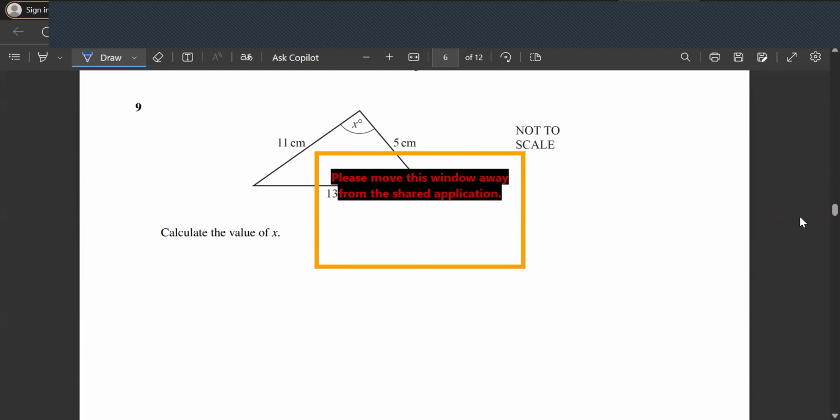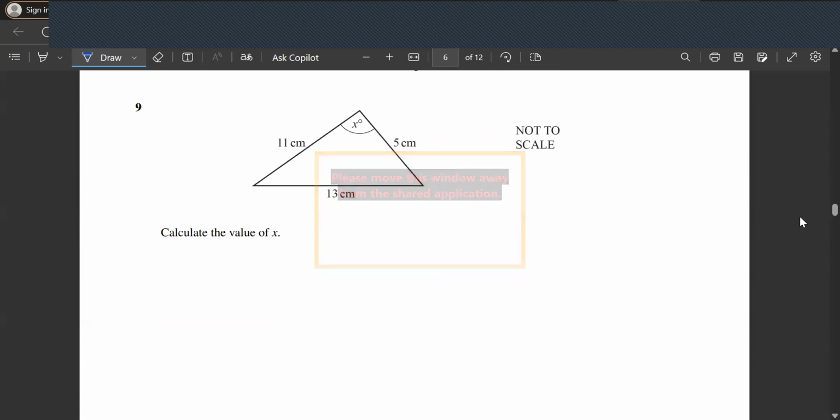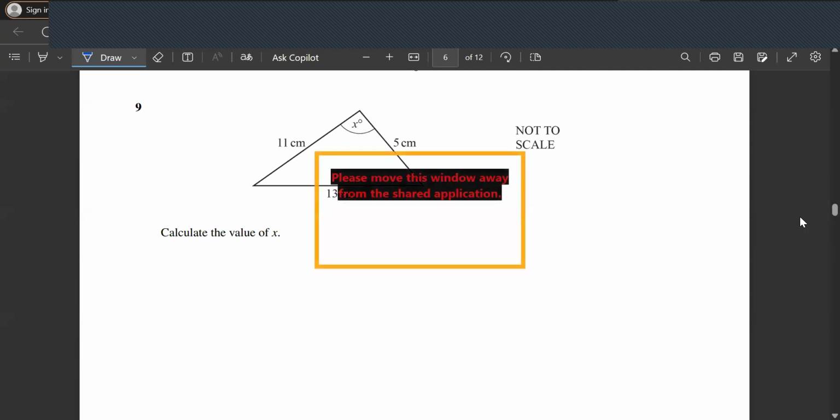This one, which rule should I use? Cosine. Yeah, cosine rule. Why did I choose the cosine rule? Because I have only one angle and it is required. So I will not use the sine rule in any way, because for the sine rule, at least one angle must be given. So what should I do here?